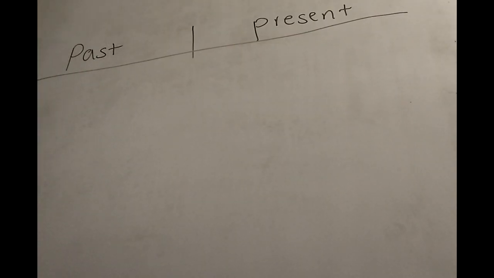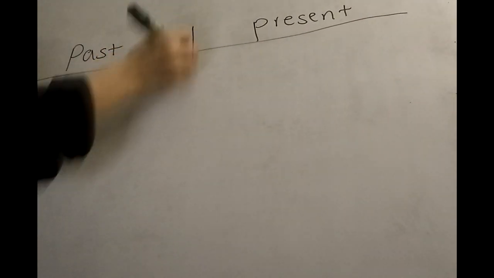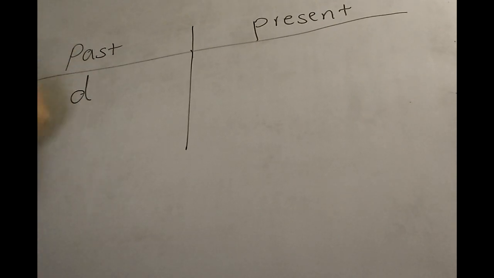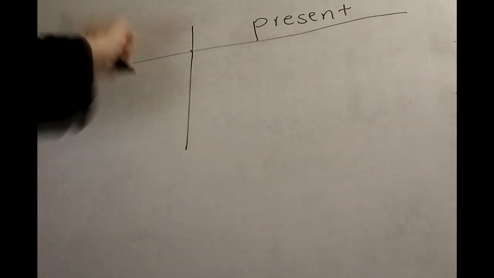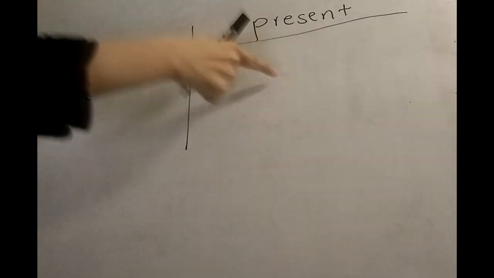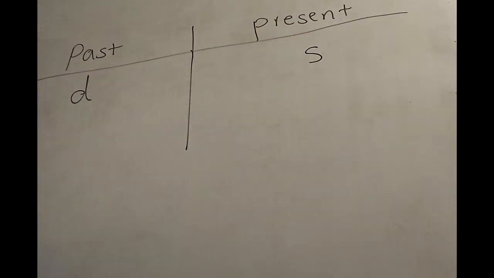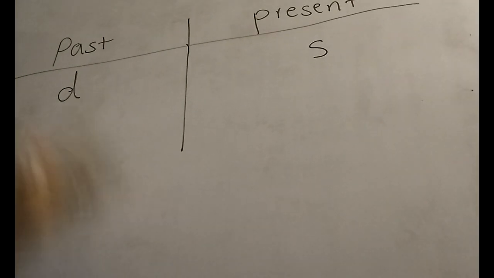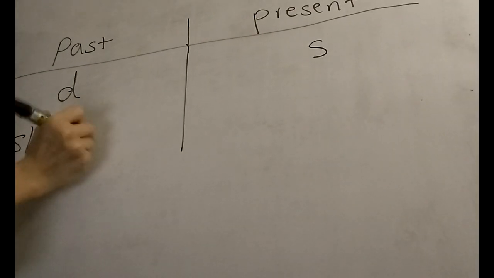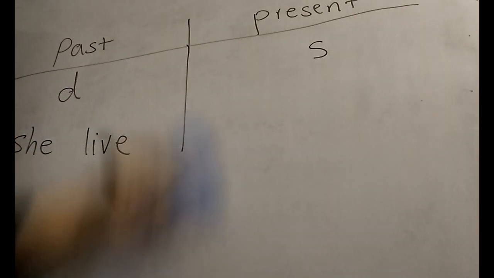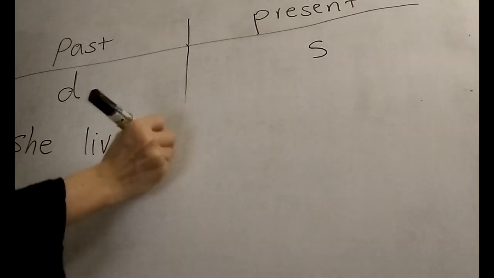So let's look at the first difference between past and present. The first difference can be adding the letter D to the end of the verb if the last letter is E, for example. This is for the past tense, but for the present we add S. For example, she lived. This is just an example, okay? She lived in Spain.